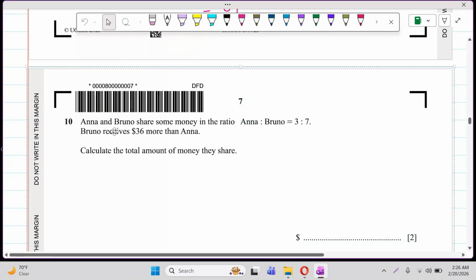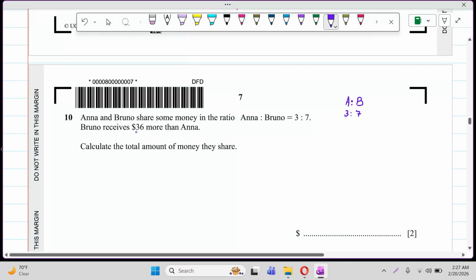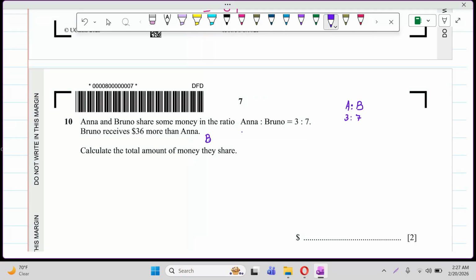Question number 10. Anna and Bruno share some money in the ratio of 3:7, Anna to Bruno is 3:7. Bruno received 36 more than Anna. Bruno's amount is equal to Anna's amount plus 36, because he received 36 more than Anna. Find the total amount of money they share.